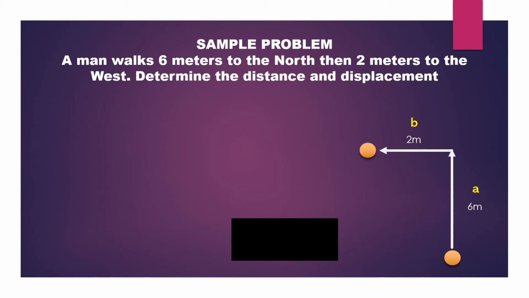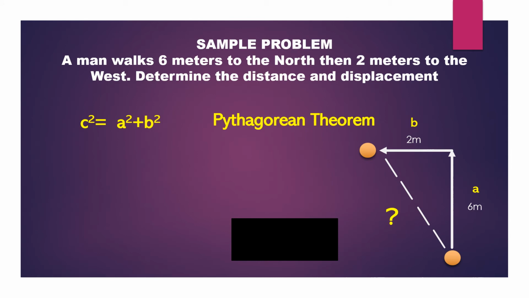Next is for us to solve for the value of displacement. Again, displacement refers to the shortest path traveled by an object from its initial position to its final position. As you can see in this figure, we just formed a right triangle. That is why we will use the Pythagorean theorem. Then, we will use the formula in solving the value of the hypotenuse of the triangle. Next step is for us to substitute the values of A and B.